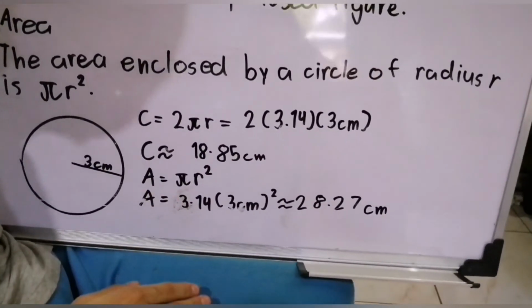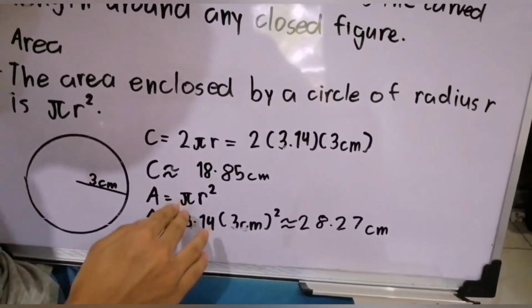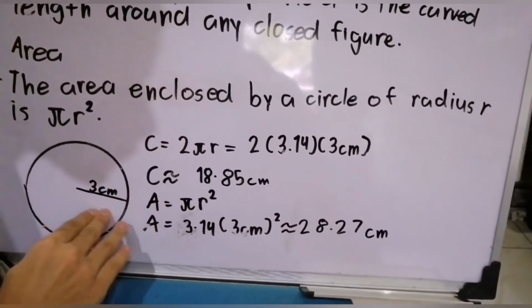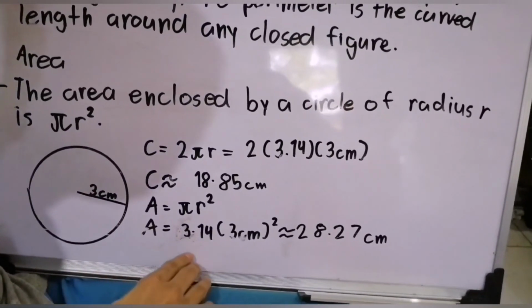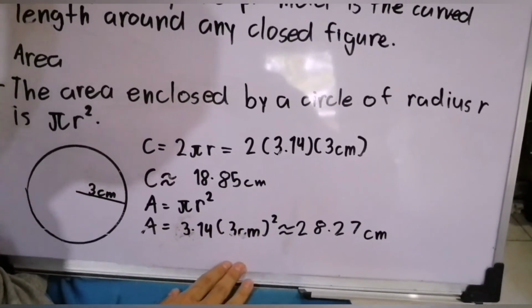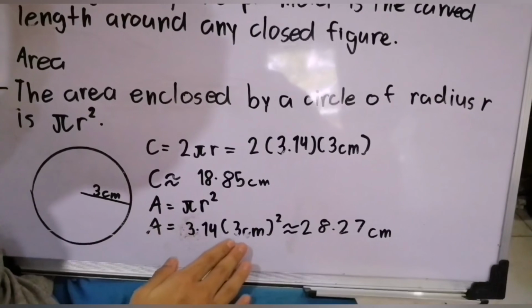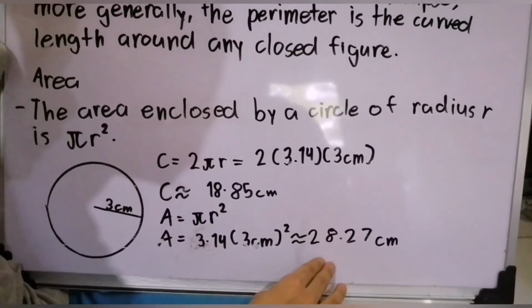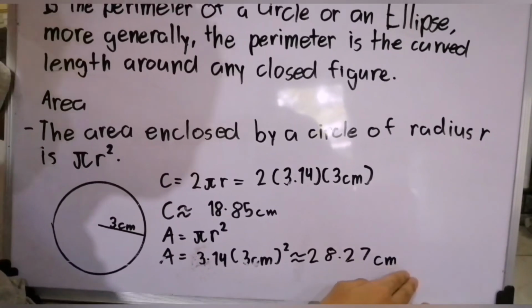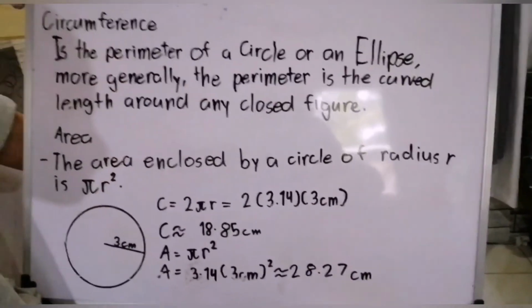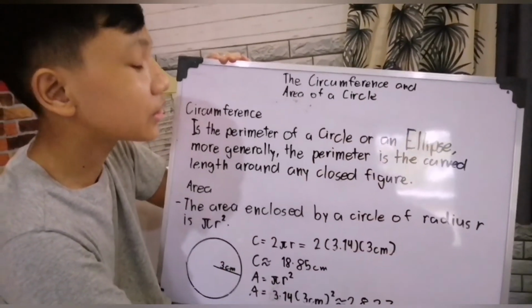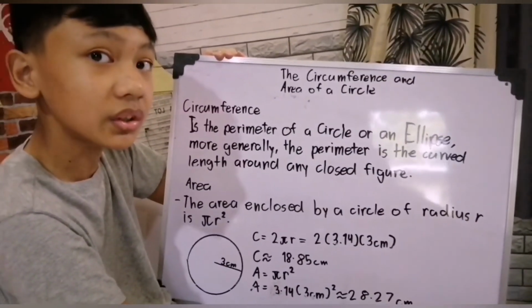To solve for the area, you need to use the formula pi r squared. Let us use our radius again. So 3.14 times the value of our radius, 3 centimeters, squared. That roughly equates to 28.27 square centimeters of area in the circle. And that concludes my topics on the circumference and area of a circle.